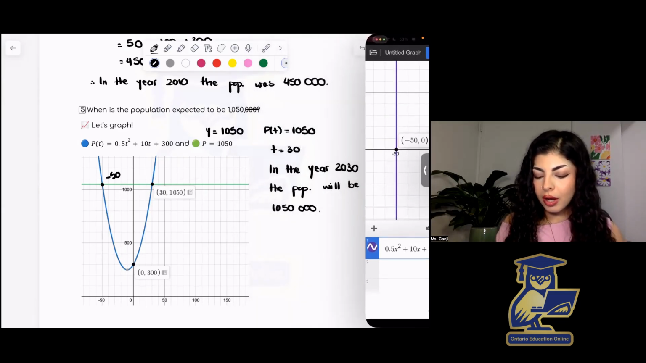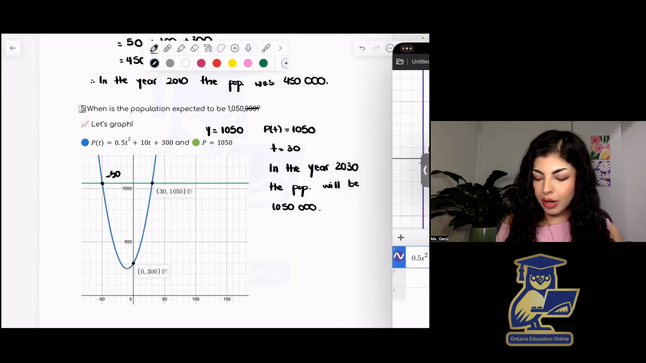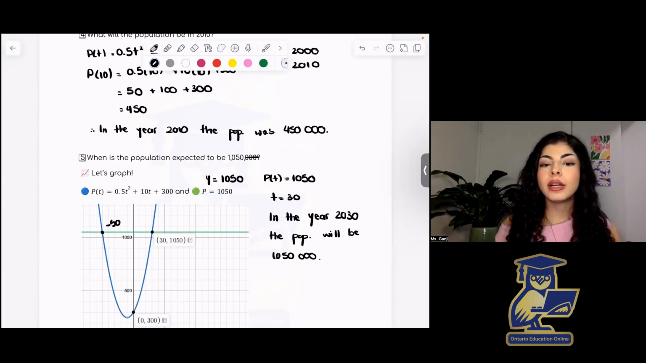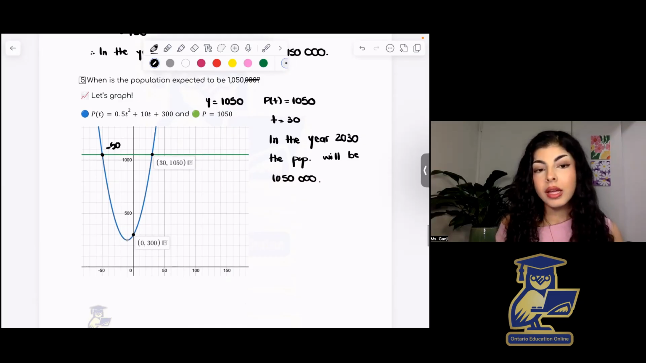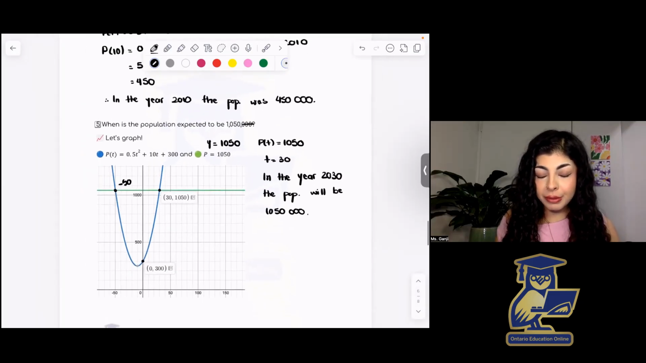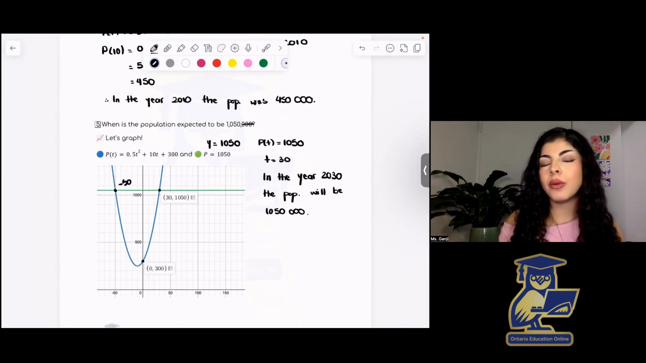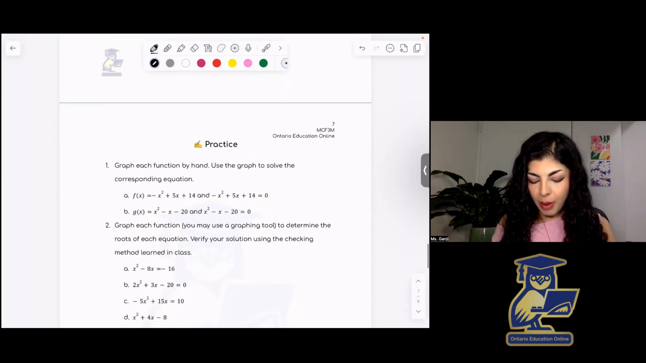And so we bring this back into our word problem. So in the year 2030, the population will be 1,050,000. So that's our lesson for today. So we got familiarized with all the quadratic models, their graphs, and what the results could mean in real world applications.